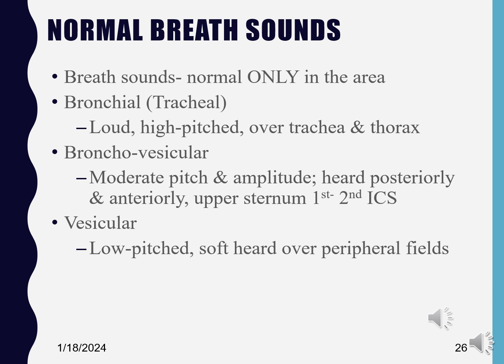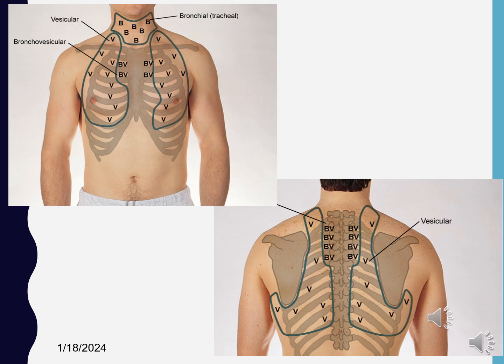So your expected breath sounds are bronchial or tracheal. Those are the loud, high-pitched sounds. You think of the trachea as a larger tube. Those are bronchial tracheal sounds. The bronchovesicular are against the sternum and against the spine in the back at the first and second ICS. They have a moderate pitch. The vesicular is where you are going to listen mostly, and it's lower pitched and heard over the peripheral fields of the lung. So here's a picture of that. You see the vesicular is almost all the lung sounds that you are going to be listening to for your checkoffs.